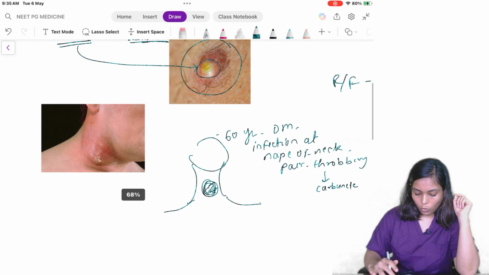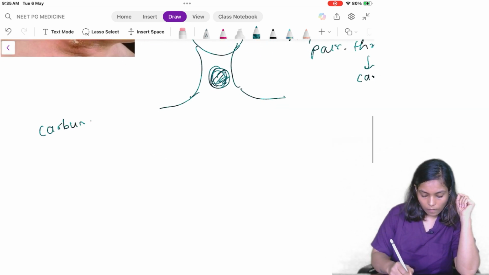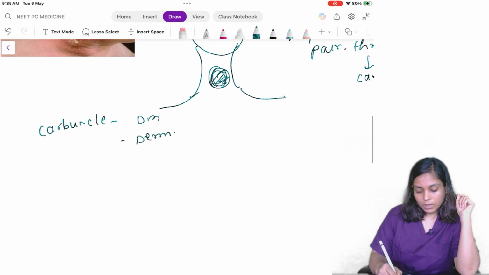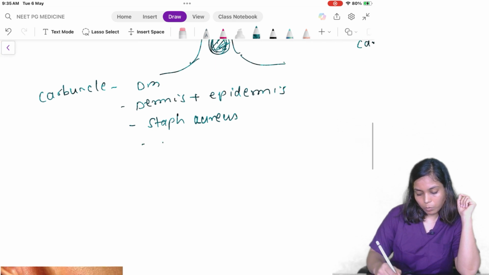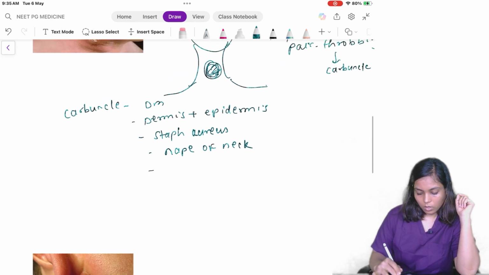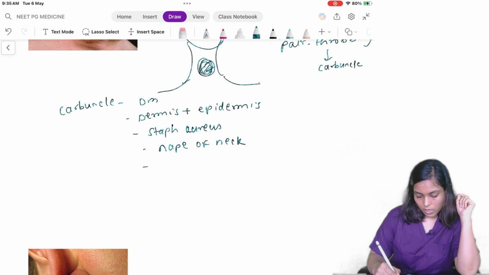So what have we discussed yet? Carbuncle, diabetes mellitus, dermis plus epidermis, Staph aureus, nape of neck, and now we will discuss the clinical features.